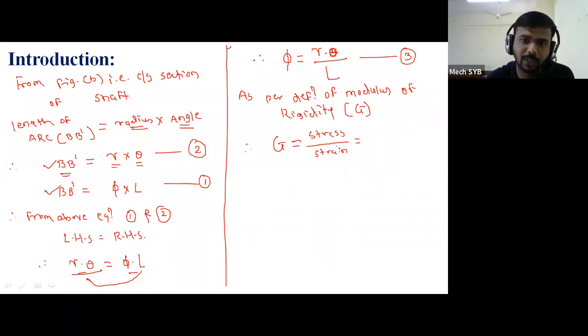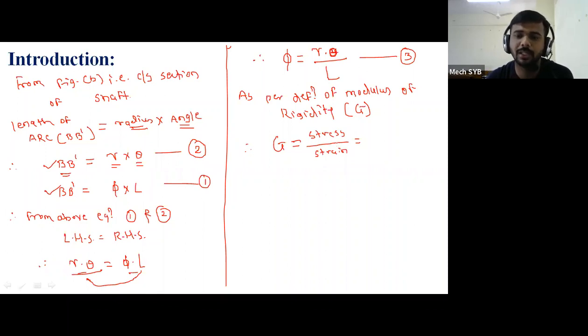Like capital E is equal to stress upon strain, capital G is equal to stress upon strain, capital K, bulk modulus, it is also stress upon strain. But which type of stress and which type of strain, that is also very, very important. For capital E, linear stress upon linear strain. For capital G, shear stress upon shear strain. And for capital K, that is bulk modulus, is equal to volumetric stress upon volumetric strain. But those two terms are not important here for this particular chapter.